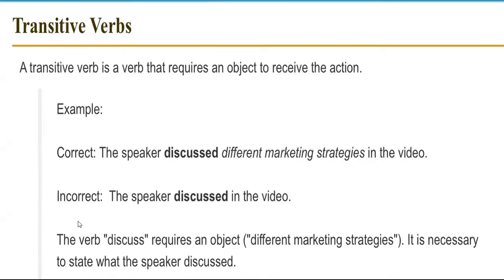So first of all, guys, you must understand what a transitive verb is. A transitive verb, as you see here, always is a verb that requires an object to receive the action. So I have here two examples. The first example is a correct way to use a transitive verb. So let's see. The speaker discussed different marketing strategies in the video.